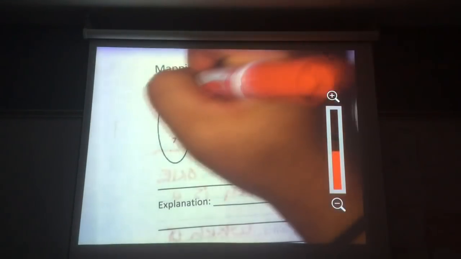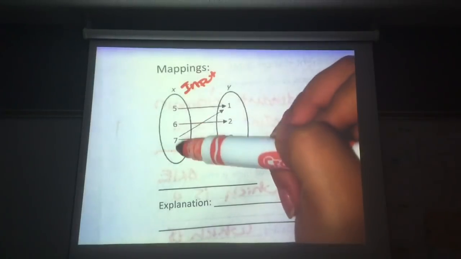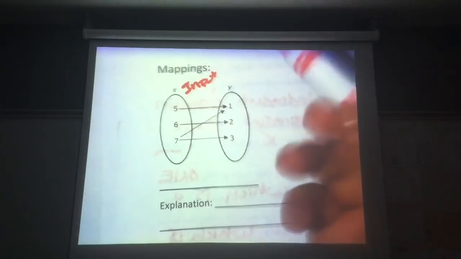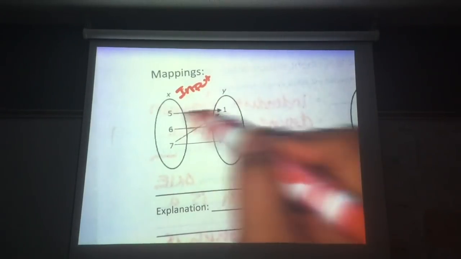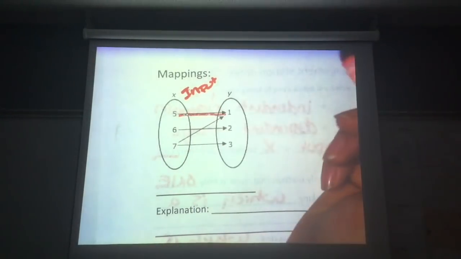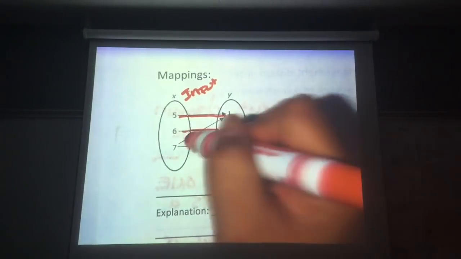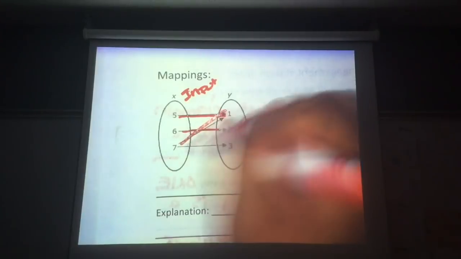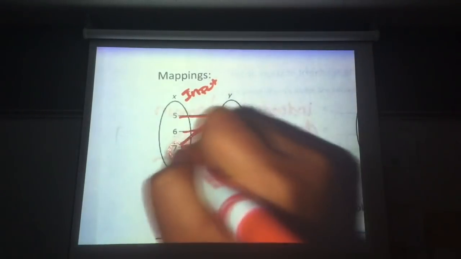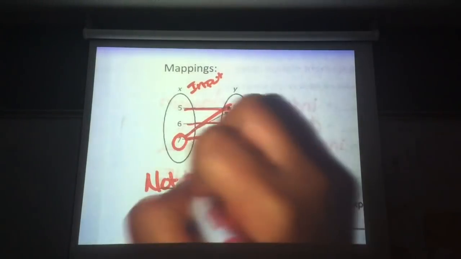So x, of course, is my input. So I want each one of these inputs to only have one output. So that means that it can only have one line leaving it. So 5 has the output of 1 and just 1. 6 has the output of 2 and only 2. 7 has the output of both 1 and 3. So 7 has 2 outputs. Therefore, this is not a function.